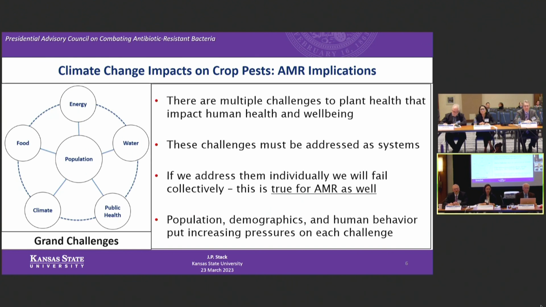So climate cannot be considered in the absence of all these other challenges to plant health that impact human health and well-being. These challenges must be addressed as systems, as hard as that might be. If we address them individually, we will fail collectively, and that goes for antimicrobial resistance as well. Population, demographics, human behavior put increasing pressures on each of these challenges. Next slide, please.